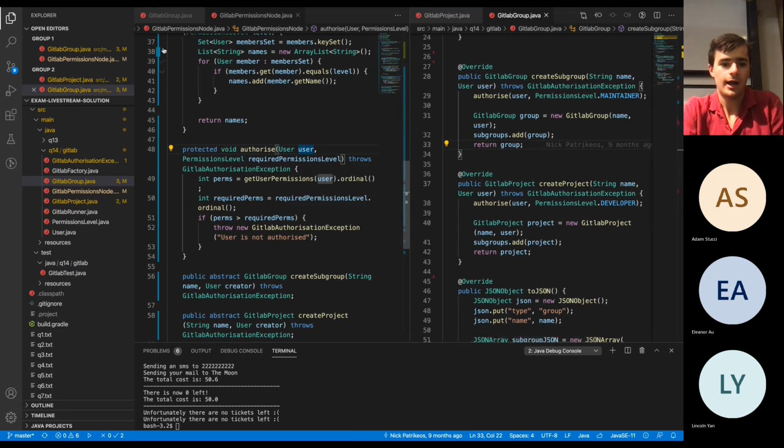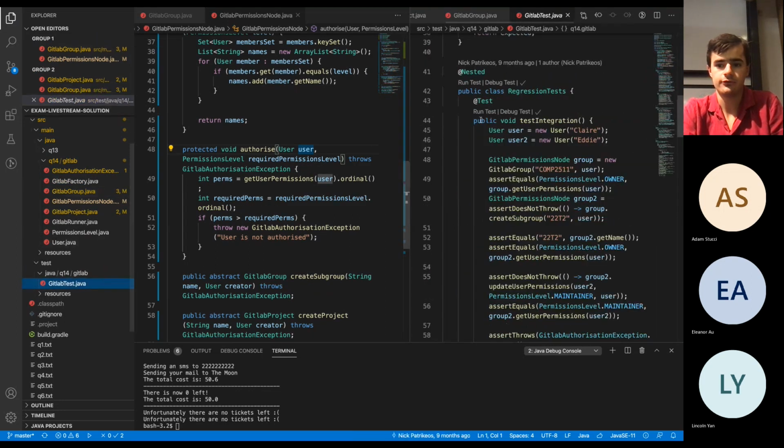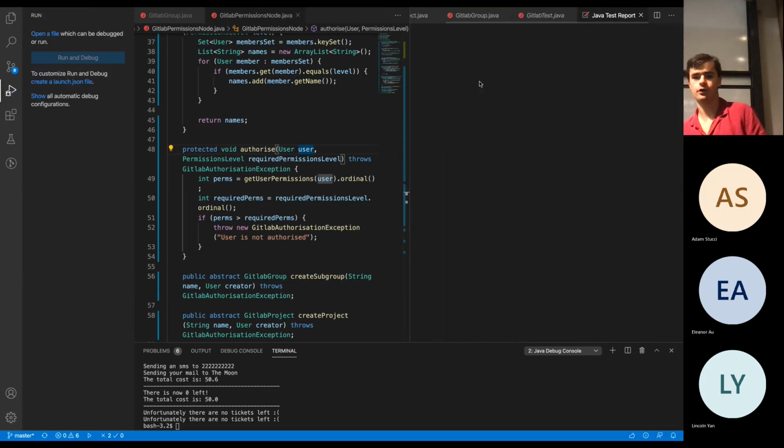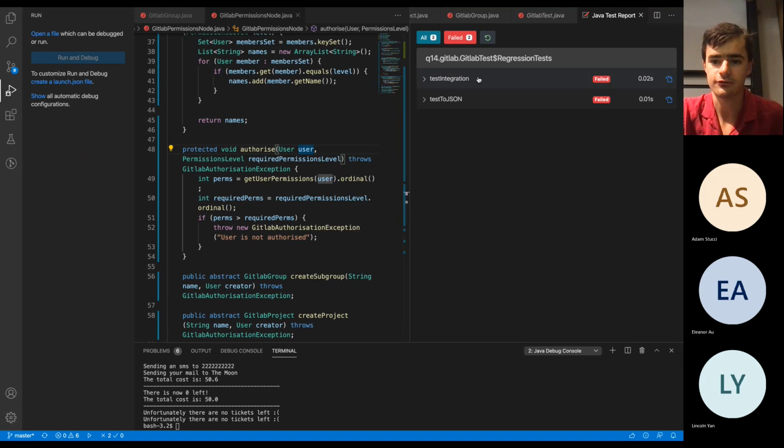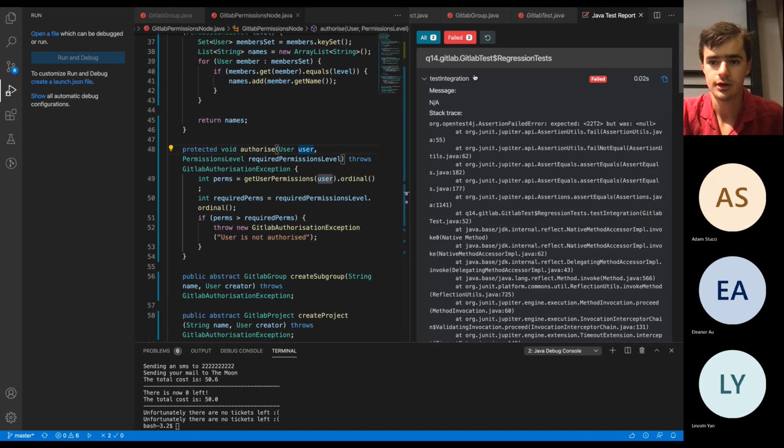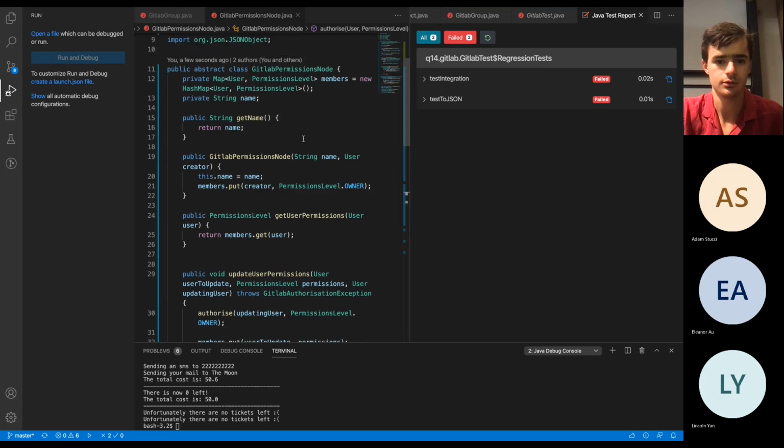That's great. Now, how do we know if it worked? Well, let's run the regression tests and see if they all still pass. So again, no functionality's changed. We've just improved our code quality, and the regression test failed. So we have not improved anything. Expected 22 T2, but was null. Oh my god.